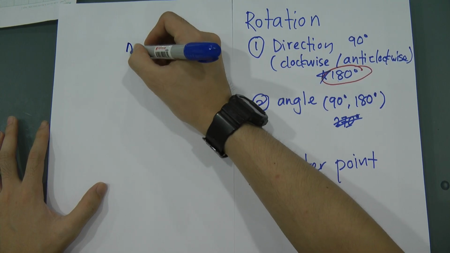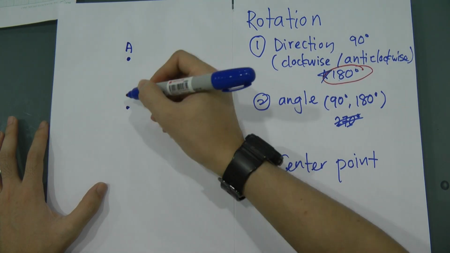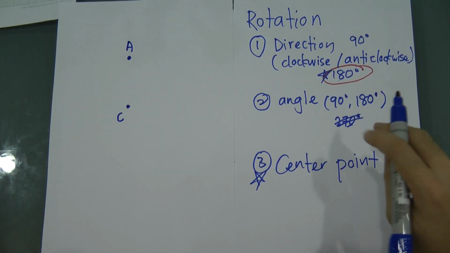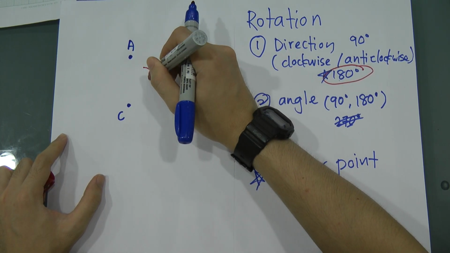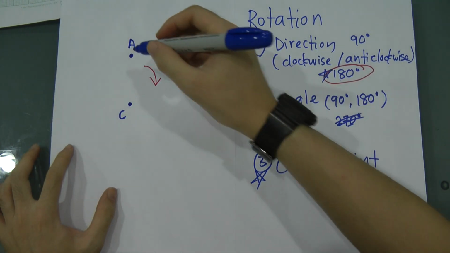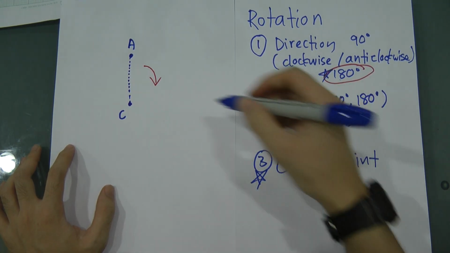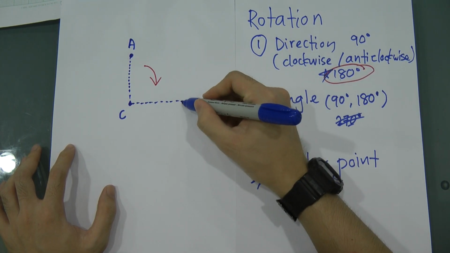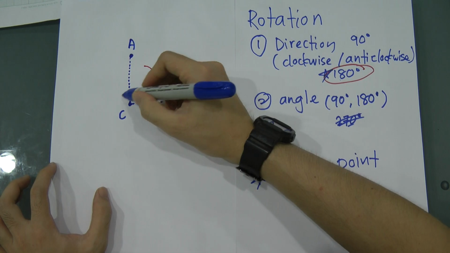If this is object A, okay, I give you a dot, and let's say this is the center, I call it C. If object A rotates clockwise 90 degrees, it means you rotate in this direction 90 degrees. What will happen is, you connect A to the center point, and then you rotate 90 degrees over here to the image A', and then they will form a 90 degree angle at the center point.